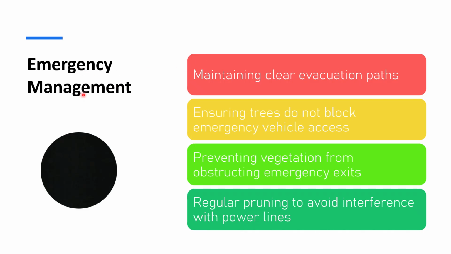We look at the emergency management, maintaining clear evacuation paths. The tree and plant should not obstruct the evacuation path, ensuring trees do not block emergency vehicle access, preventing vegetation from obstructing emergency exits, regular pruning to avoid interference with power lines.